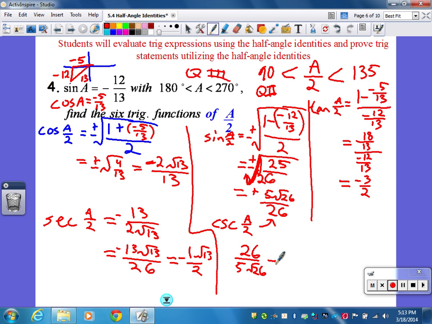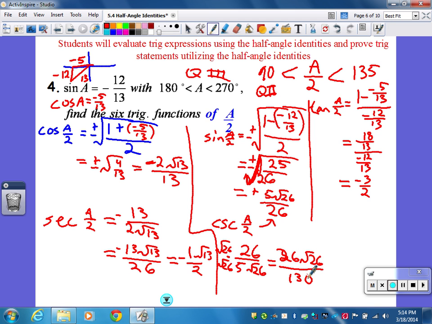So, which is equal to 26 over 5 times 26, and what is 5 times 26? So we're going to get 5 times 26, which, let's see, 5 times 25 is 125, so add another 5 onto that, so 130. 130. And I know 26 is prime, so I'm going to leave it at that.